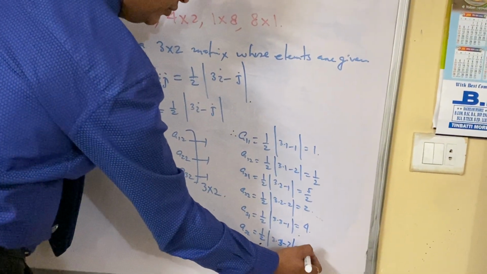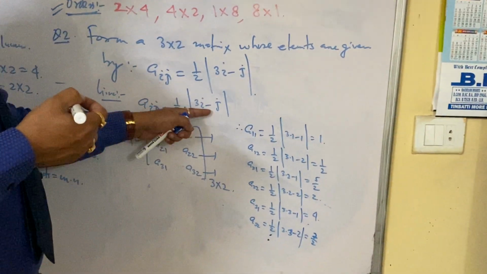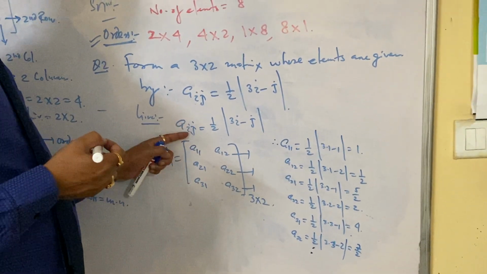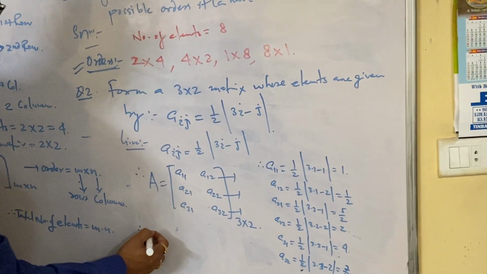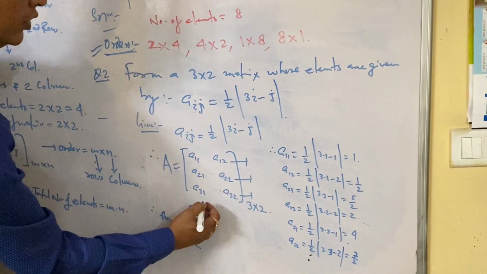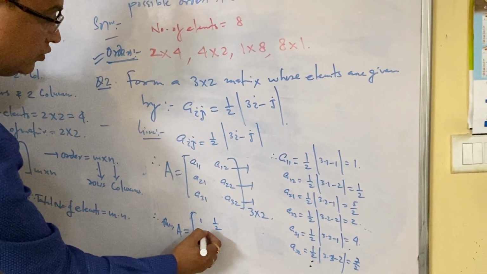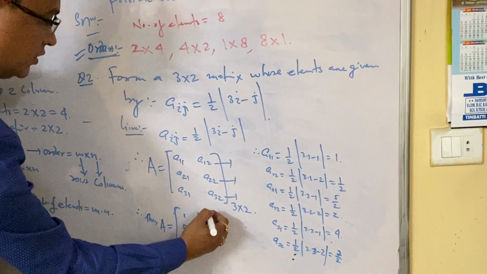Simply what we are doing, we are putting the values. A11 means i is 1, j is 1, we put the values and calculate. A12, i is 1, j is 2, A21, i is 2, j is 1, and so on. All this is calculated. Thus we can write matrix A is nothing but, we already got the elements 1, half, then 5 by 2, then 2, then 4, 7 by 2.